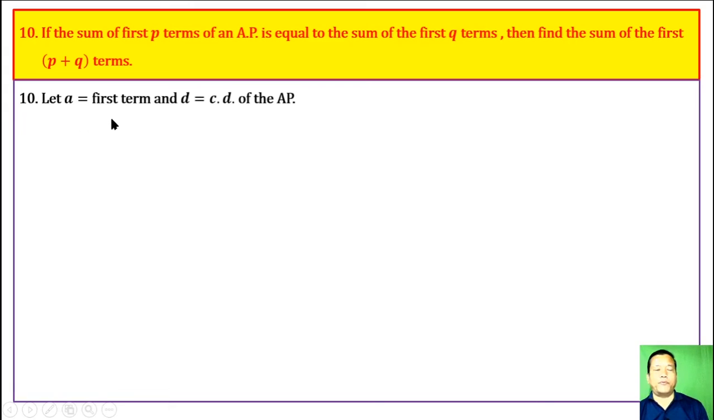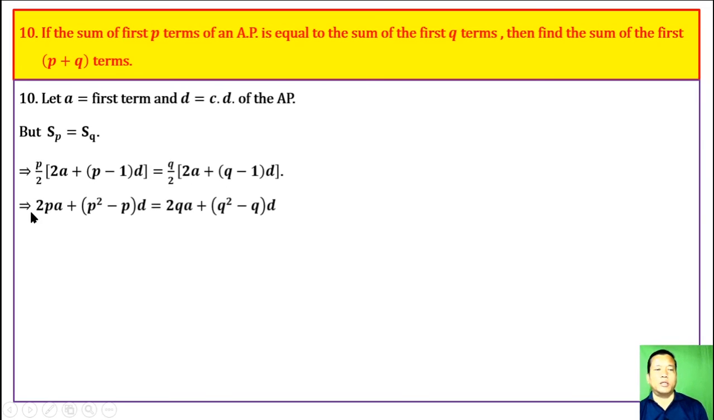Let A equal the first term and D equal the common difference of the AP. But SP equals SQ, as given. Giving their respective values, P by 2 times (twice A plus (P minus 1) times D) equals Q by 2 times (twice A plus (Q minus 1) times D). Cancelling 2 and evaluating, we get twice A equals this, which is equation 1.